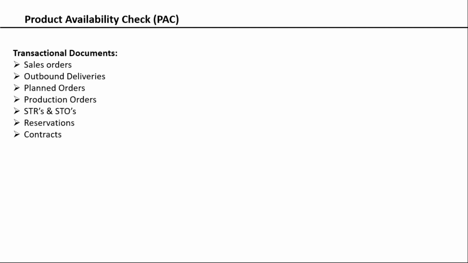Planned orders and production orders involve the integration with production, with the component-level ATP check for all the bill of materials. Then STRs and STOs, again, require an availability check, as you are transferring from one plant to another plant internally.